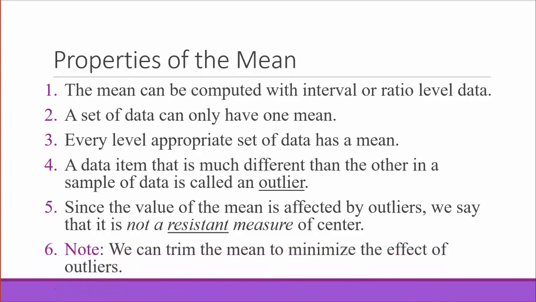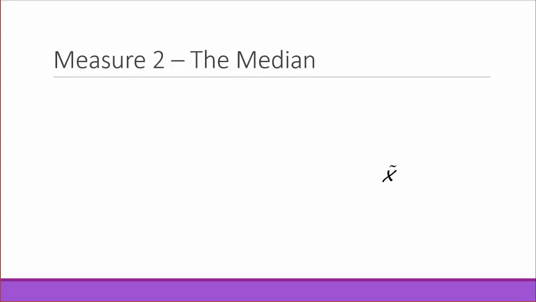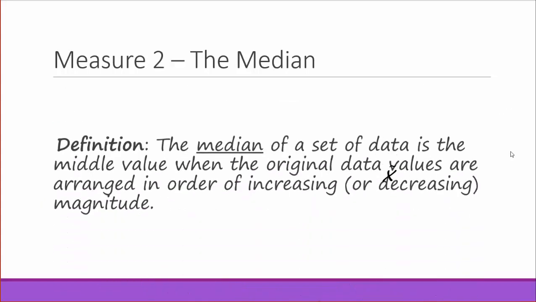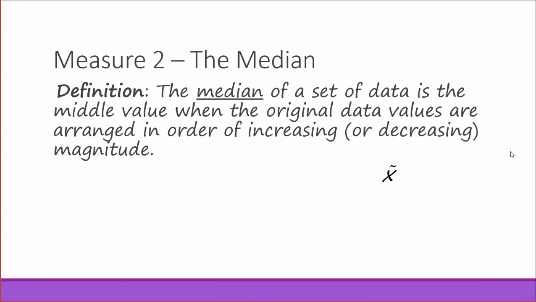Now, one way we can get around that is to trim the mean to minimize the effect of outliers. So we'll compute a trimmed mean here later on. So the mean is not resistant to outliers because it can be thrown off by one data item that's much different than the others. One way to get around that is our second measure of center, the median. So the median of a set of data is the middle value once the original values have been arranged in order of magnitude. In other words, decreasing or increasing.